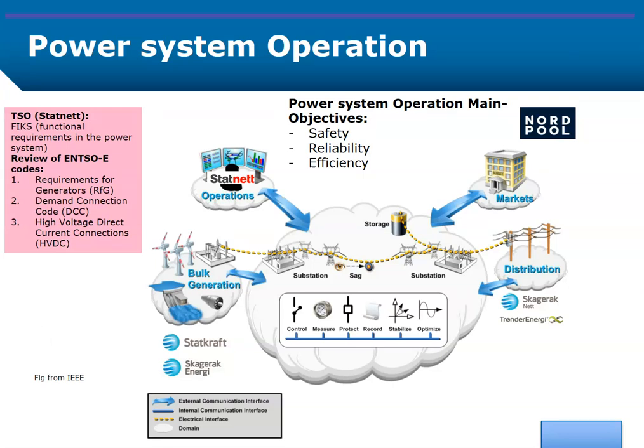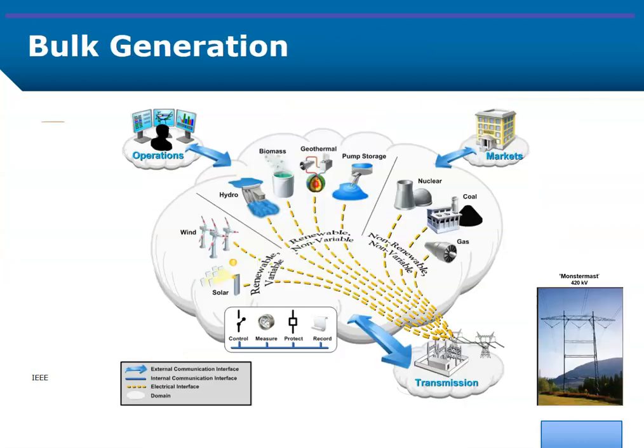The TSO, as I said Statnett, has until now had what they call fixed functional requirements in the power system, where they set out a standard for how, for example, power producers shall operate their generators into the grid. And now in Europe we also have the ENTSO-E requirements that are coming into Norway, with requirements for generators, RfG, the demand connection code, and high-voltage direct current connections. All these codes are coming into Norway.